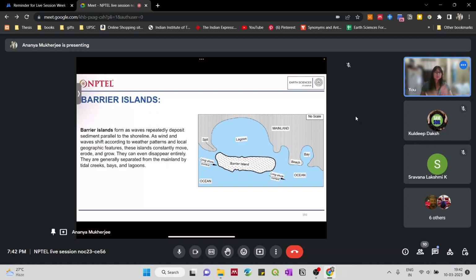Suppose first this was connected as one sand bar. Then with a change in the direction of wind as well as the direction of the current, this part might get eroded. As you see now, the spit is turning inside. So this part got either submerged or eroded, and you're just left with this isolated bar. So this is a barrier island.